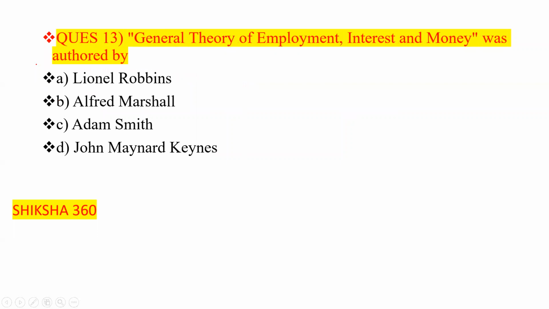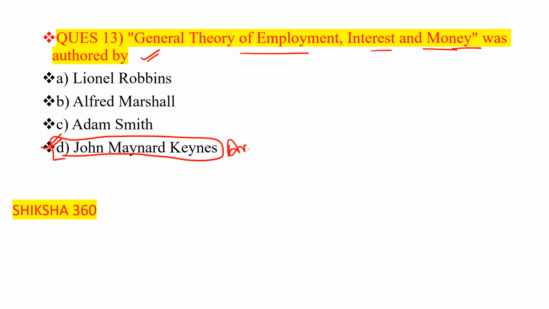Now move to the next question, question number 13. Very, very important. Who is known as the founder of macroeconomics? The General Theory of Employment, Interest and Money was authored by: first one Lionel Robbins, second Alfred Marshall, third Adam Smith, fourth J.M. Keynes. So the book was authored by option D, that is John Maynard Keynes. This one is the correct answer.